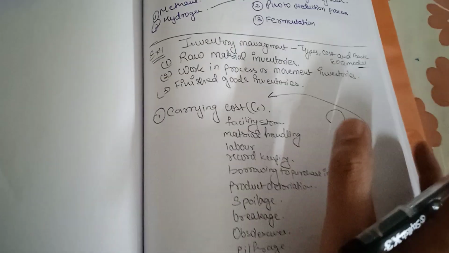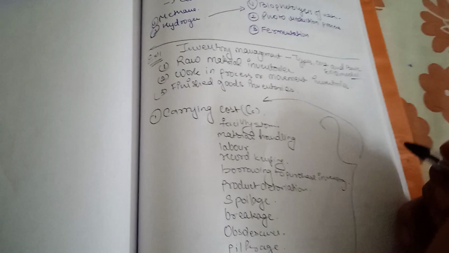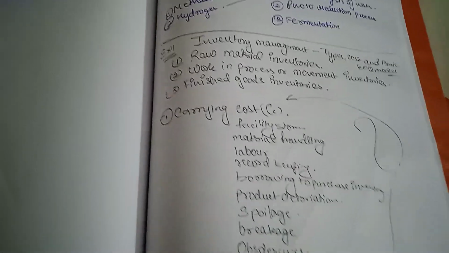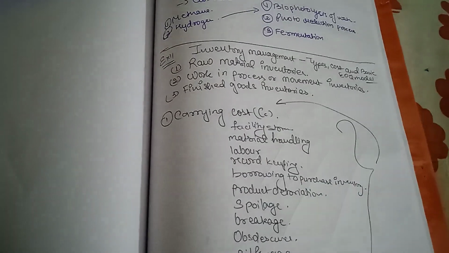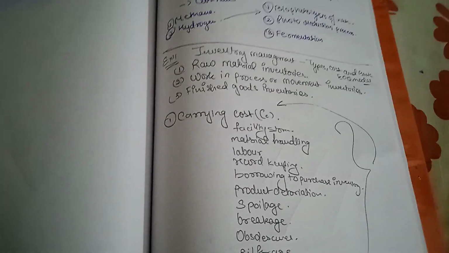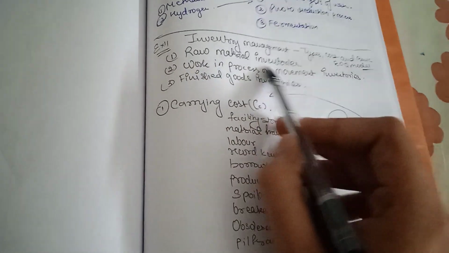Suppose you are having a business, so definitely you are going to have raw material, and over that you will have inventory. So what kind of inventories are you going to have? Basically, you are going to have raw material.